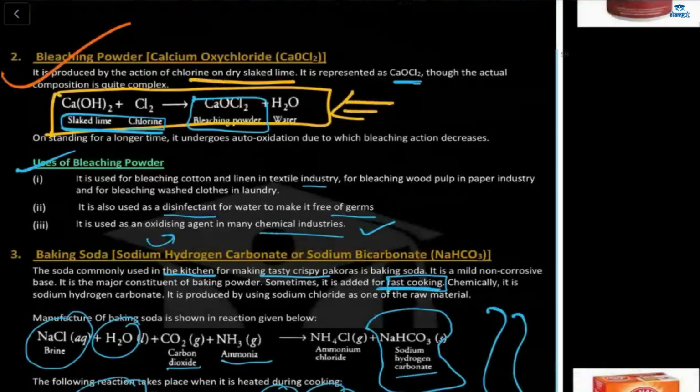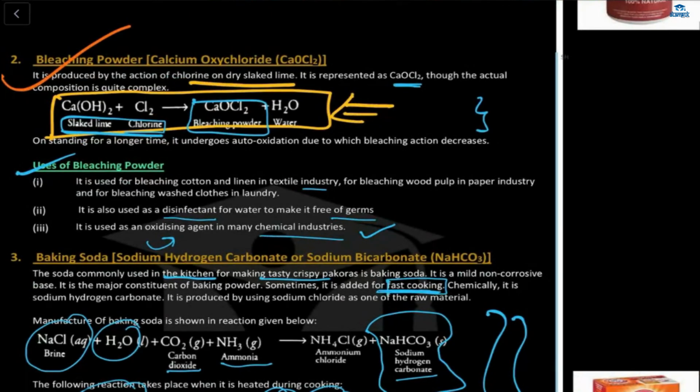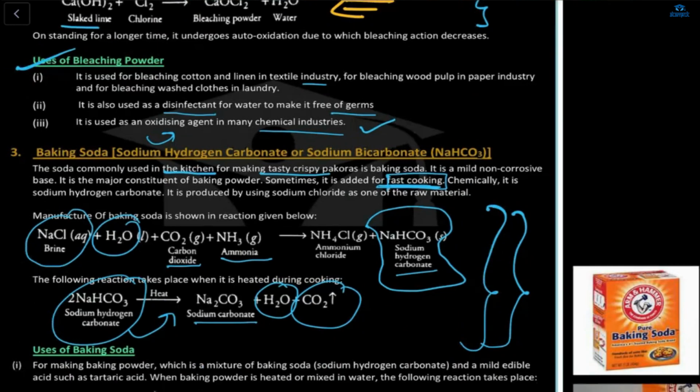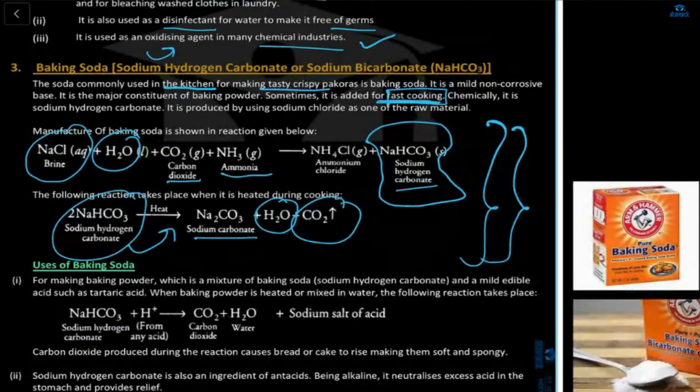And for bleaching powder, this is a very simple one. You have to make a reaction with the help of slaked lime and chlorine, and then you will form bleaching powder. And on this side you have to mix brine plus carbon dioxide plus ammonia, and then you will form ammonium chloride and baking soda. And further, while making any food item in the kitchen, when you heat baking soda, it will turn into three products: sodium carbonate, water, and carbon dioxide.